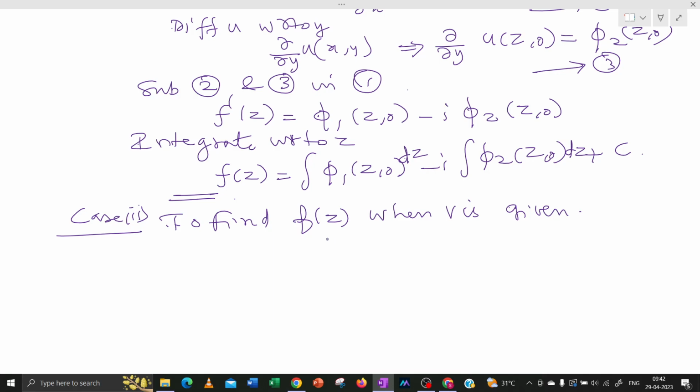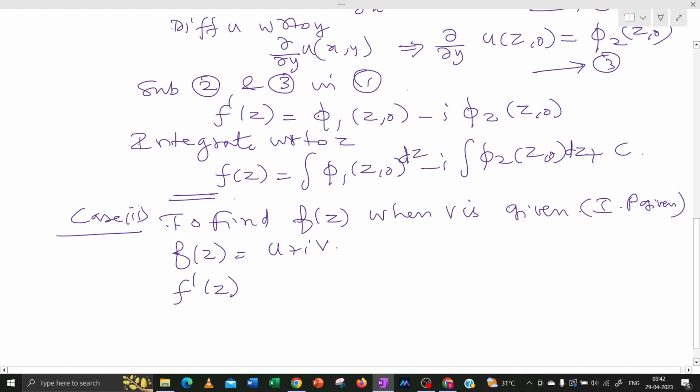So to find f of z when v is given, what is v here? That is the imaginary part. Only the imaginary part is given. Then what is f of z? f of z equal to u plus iv. Once again differentiate with respect to x. f dash of z equal to ux plus ivx.